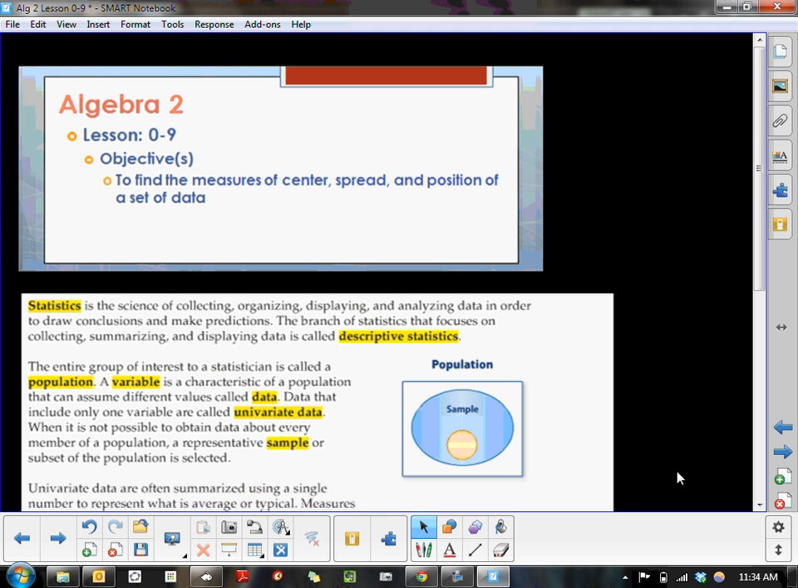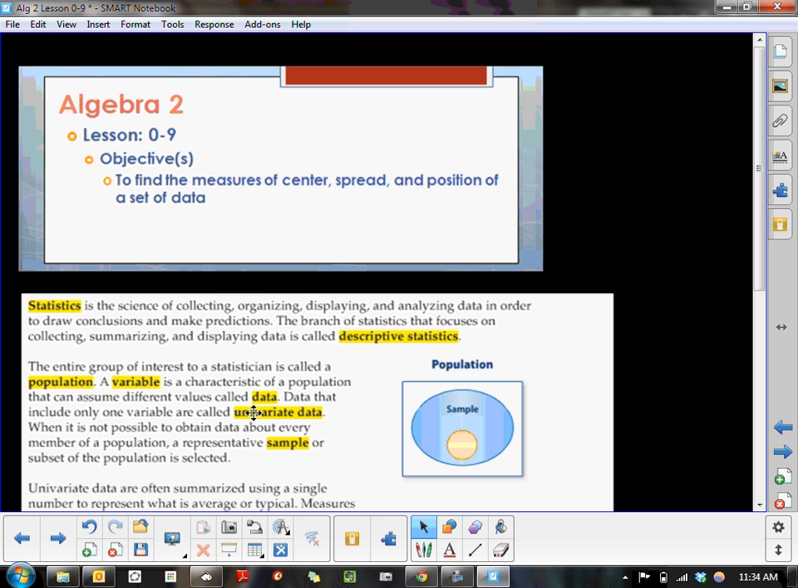data that we've seen. The entire group of interest to a statistician is called the population. So the population is what we're going to be sampling, or at least taking values out of. If we look at the entire group, it's called the population. A variable is a characteristic of a population that can assume different values called data. So we go into the population, we run an experiment, or we run a trial, and we see what kind of values we get back. And we take those values and we collect the data on that.